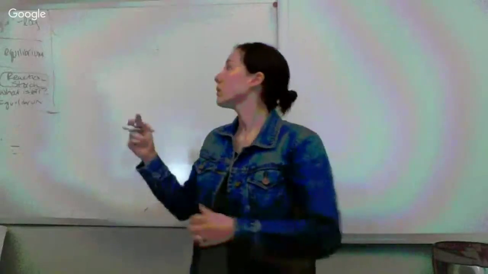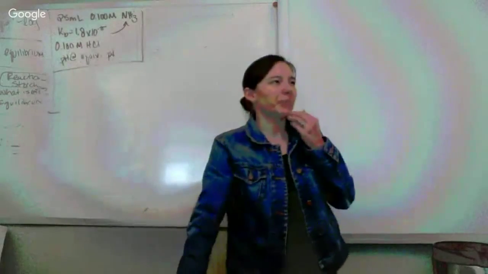It's a 25 milliliter sample of 0.100 molarity NH3. It gives you a Kb of 1.8 times 10 to the negative fifth. That is titrated with 0.100 molarity HCl, and it wants the pH. Then it adds 12 milliliters of HCl, and I did that part. You said you were comfortable with that part. Yeah, I did that. Perfect.